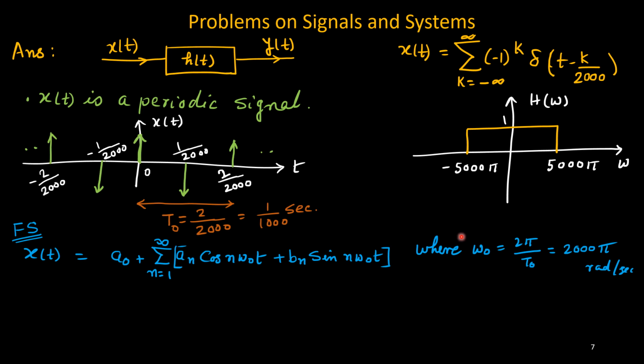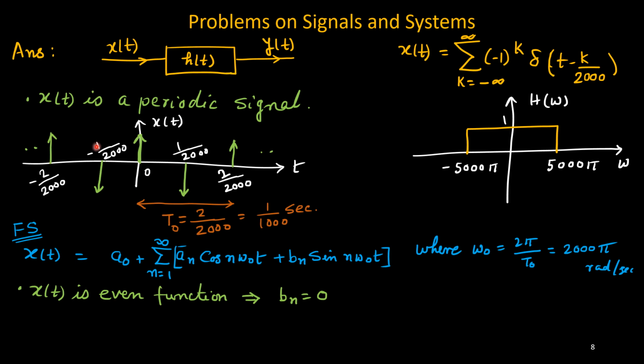Clear? So this is your omega naught and this is your Fourier series expansion. We need to find these coefficients a0, an and bn, right? Now x(t) shows clearly that it is an even function, because the negative side and positive side are symmetrical.